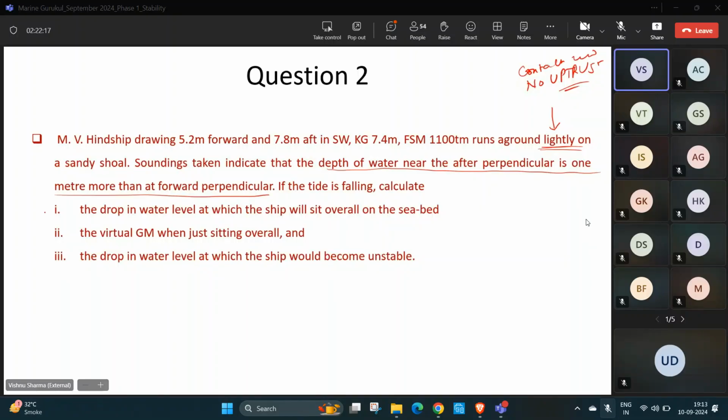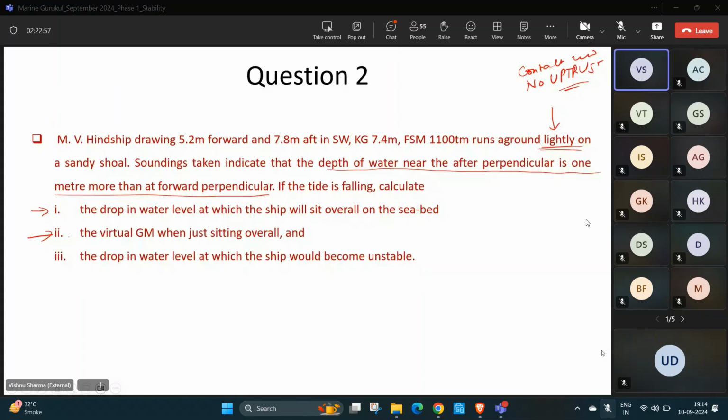Guys, if this was dry docking, part 1 would be similar to what occurrence? Taking all over the blocks, sir. What is that called? Critical instant, correct? We don't use the word critical instant here, but it is similar to the critical instant in dry docking. Once you get that level drop, you can get P also first. And then the drop in level at which the ship would become unstable. That is a further calculation. We'll deal with part 3 later.